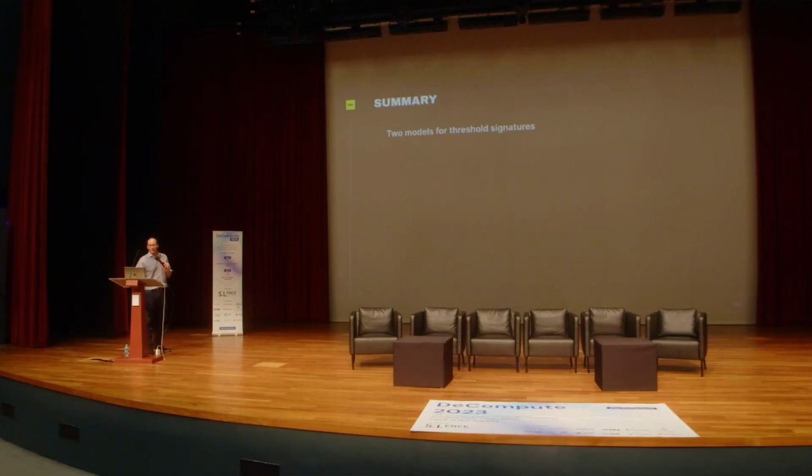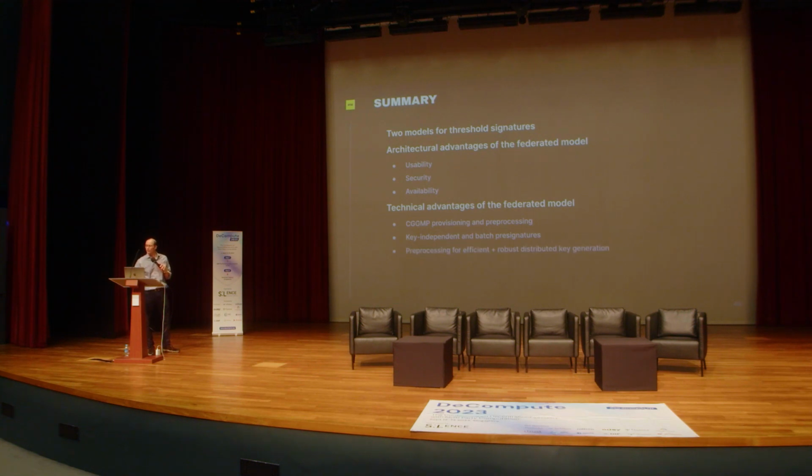Yeah, good. So what I've talked about today is two models for threshold signatures, this federated model and the non-federated model. I've talked about some of the architectural advantages of the federated model: usability, security, and availability, and then some technical advantages of the federated model. I didn't get time to talk about these in full detail. I'm happy to share these slides with anyone if they're interested, or talk offline as well. One related to CGGMP provisioning and preprocessing, one related to key-independent, and I didn't get to talk at all about batching of pre-signatures. And I didn't get to talk about using preprocessing for efficient and robust DKG as well.